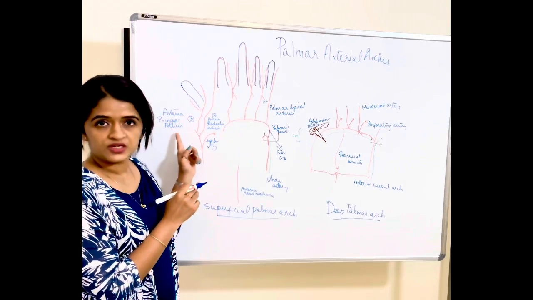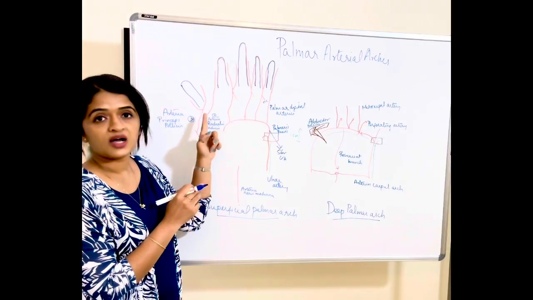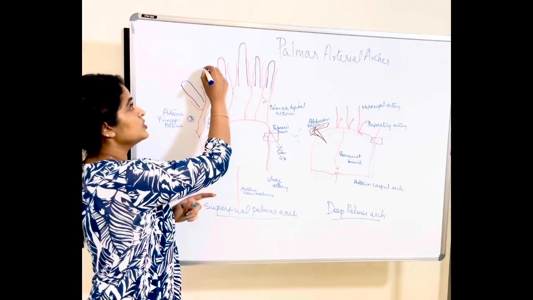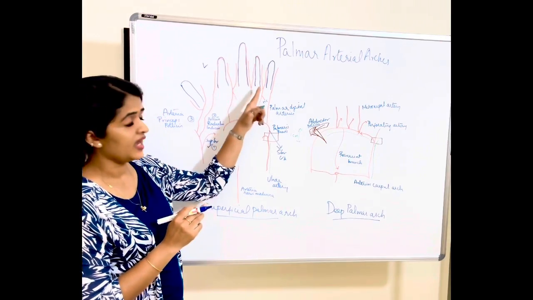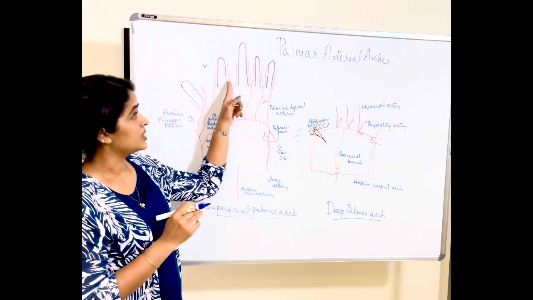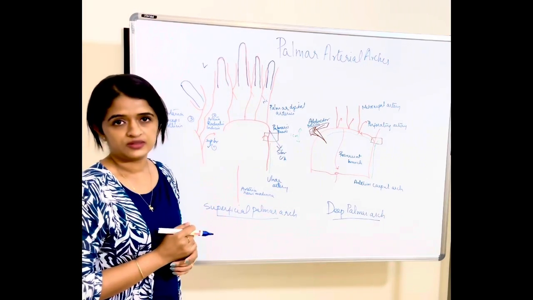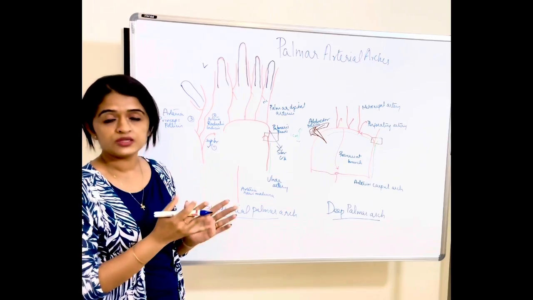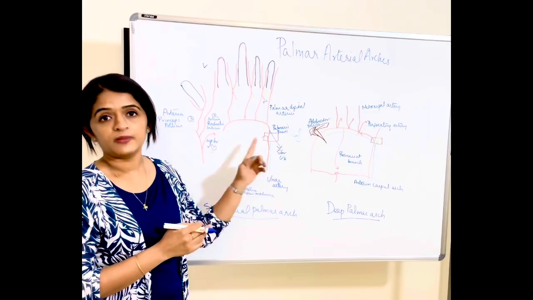One is arteria princeps pollicis, which supplies the adjacent sides of the thumb. The other one is arteria radialis indicis, which goes and supplies the lateral aspect of the index finger. Now we need branches to supply the medial side of the index and all the rest of the three fingers. So let's see how these branches are arising from the superficial palmar arterial arch.